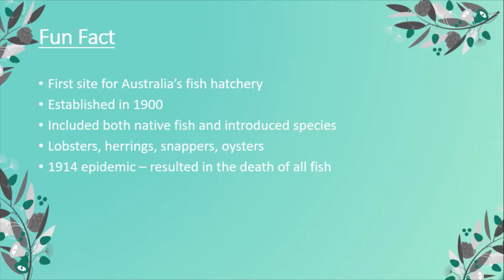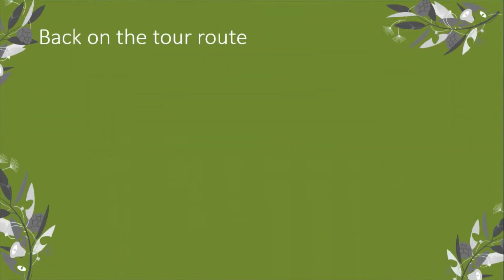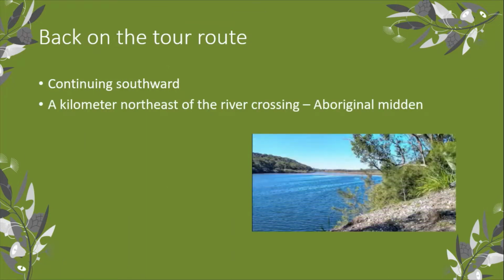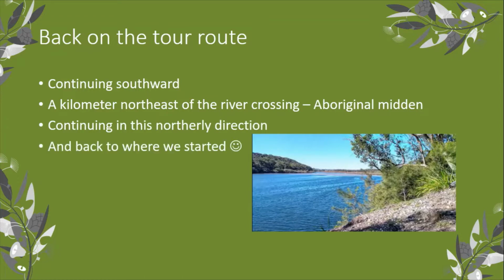Here we can note that the epidemic was a selection pressure which challenged the survival of the fish in the hatchery. Continuing southward, there is a river crossing from which a kilometer going northeast we come across an Aboriginal midden. Continuing in this northerly direction, we'll be taken to this thick array of mangroves. This path goes on to ultimately take us back to where we started.